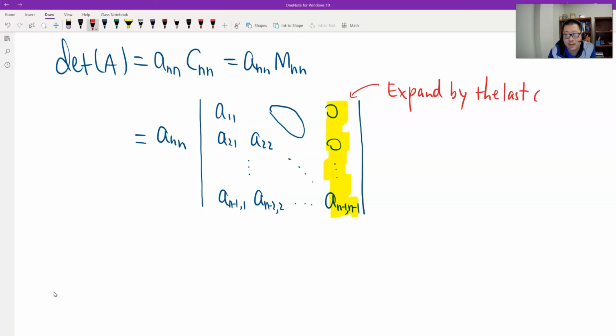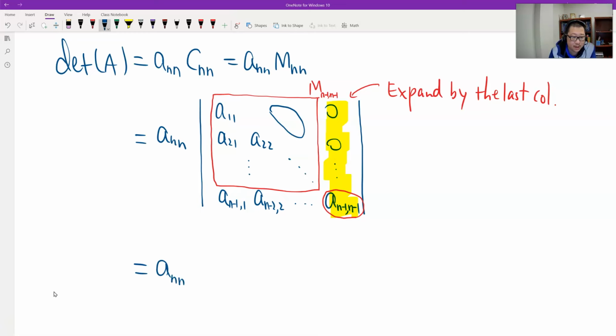Whatever the column, you need to pick one number and then multiply by the minor again. The minor should be M_(n-1,n-1) of this matrix. So we find the pattern, right? This equals a_nn times a_(n-1,n-1) times the minor M_(n-1,n-1). We don't need to write it exactly, because you see the pattern: it's always lower triangular and the size gets smaller and smaller.